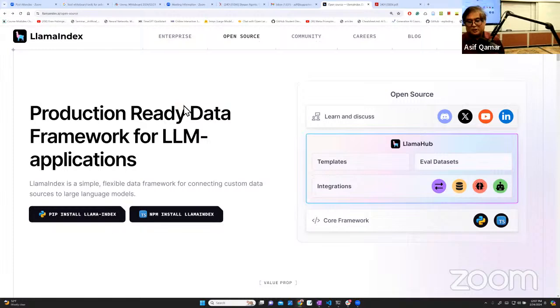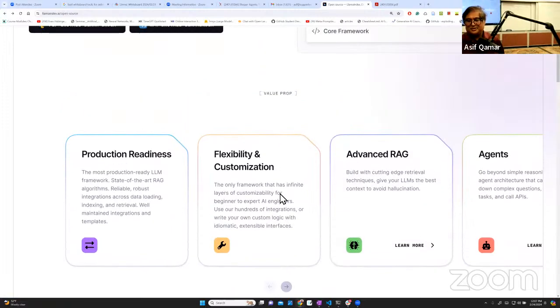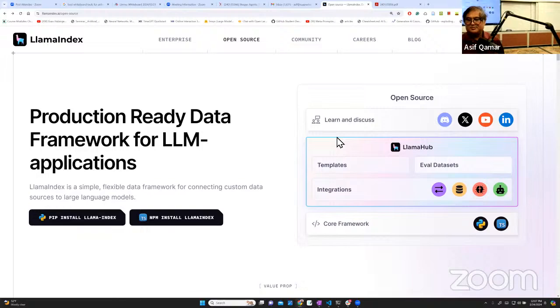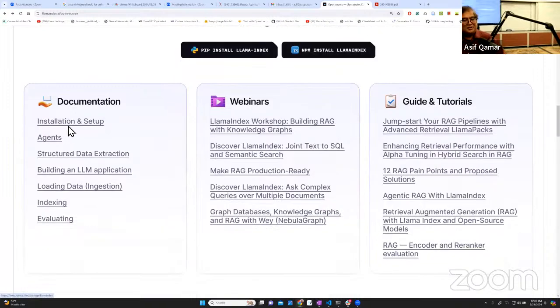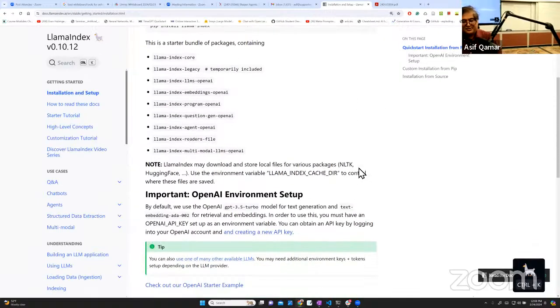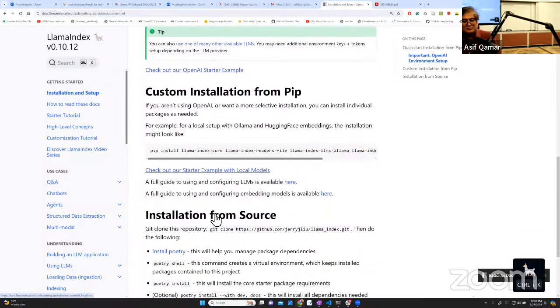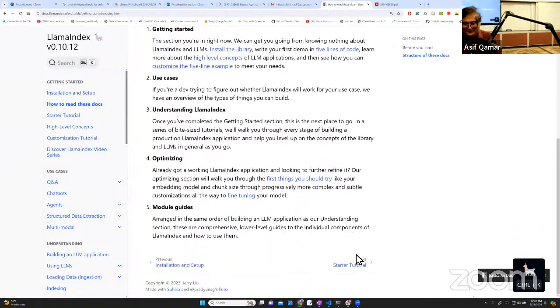When you read the documentation, you feel almost that, obviously, let me just give you the documentation. Enterprise, open source, career blog. I get lost here. It's at the bottom, I think. Documentation, install and setup. When you look at it, you will be surprised at how well they have done things. They even tell you how to read the docs.